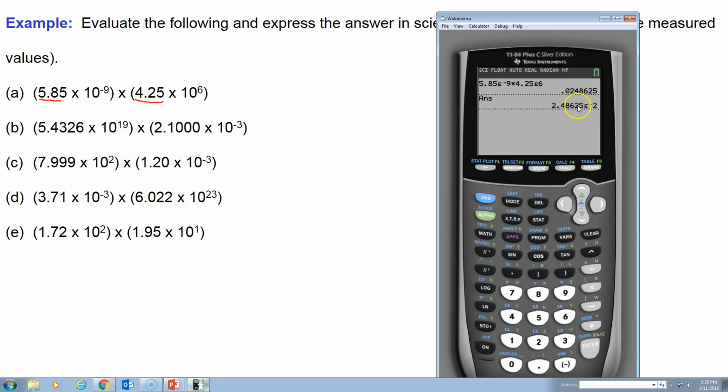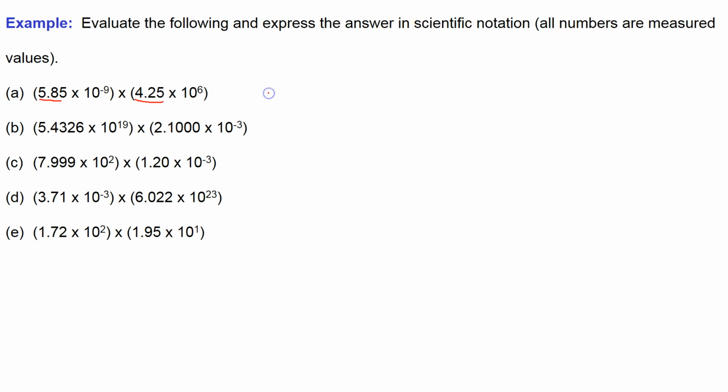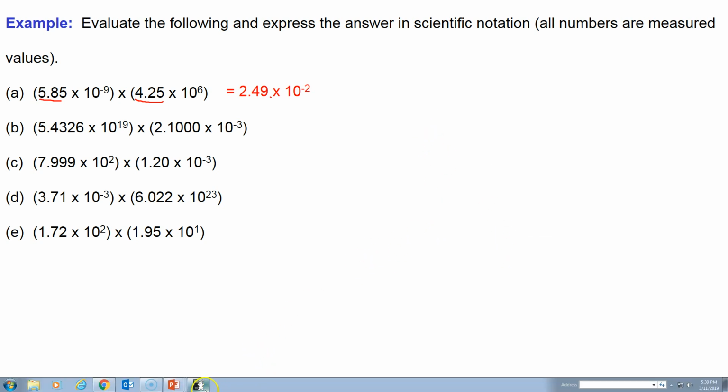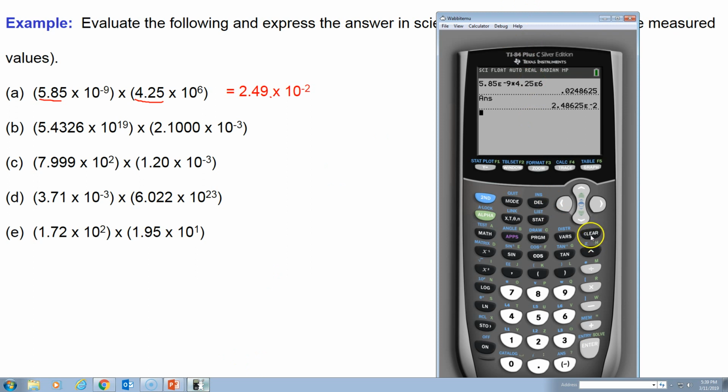It displays it in scientific notation, and I've just got to remember that I want to round this off to 3 significant figures. So that's going to be 2.49 by 10 to the negative 2. So when I come back here, there we go, 2.49 by 10 to the negative 2. It's a little awkward for me to show everything on the screen that I want to, but you get the idea. Okay, so let's do another one.